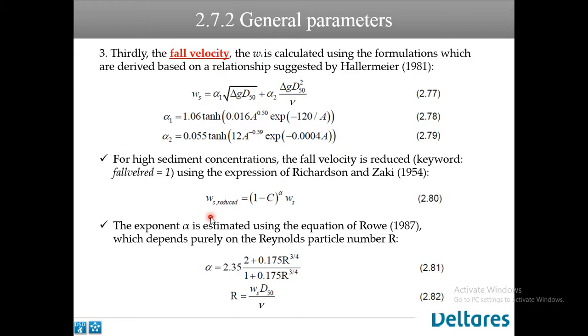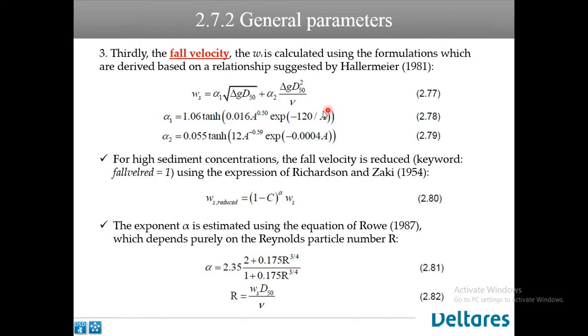And thirdly, the fall velocity. Okay. Fall velocity ni calculated using formulation, ada banyak lah formulation dia. So di sini nanti you guys seen this one before, the D50. It's a sieve analysis. D50 means 50% of the cumulative mass. Diameter of the particle that 50% of a sample mass is smaller than, and 50% of a sample mass is larger than. So 50% ni maksudnya.